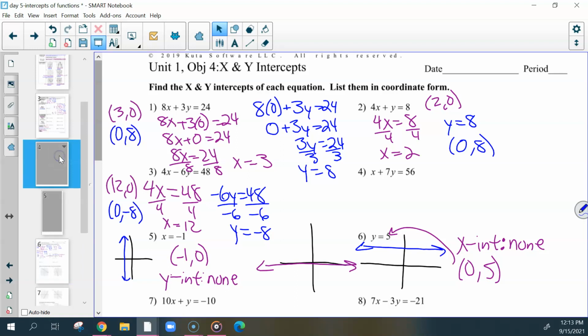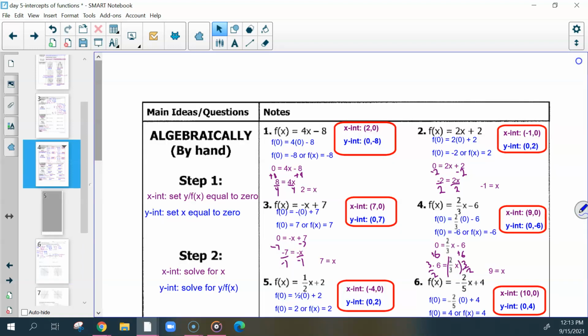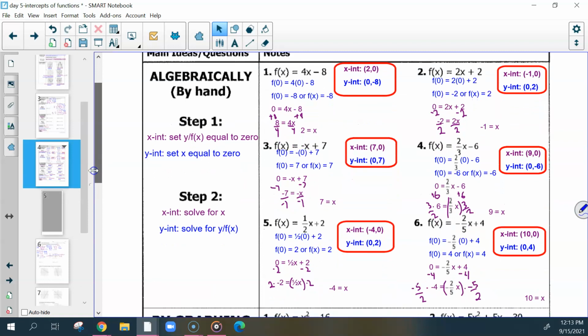I will show you the answers to these. It's kind of small, so I'm going to read them off. For number 2, x-intercept was -1, y-intercept was 2. I don't expect you to copy this down. It is on Canvas if you want that. Number 3, the x-intercept was 7, the y-intercept was also 7. Number 5, the x-intercept was -4, y-intercept was 2. Did we have questions on any of those 3?